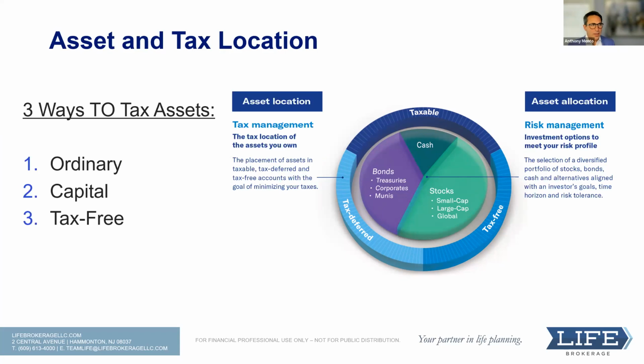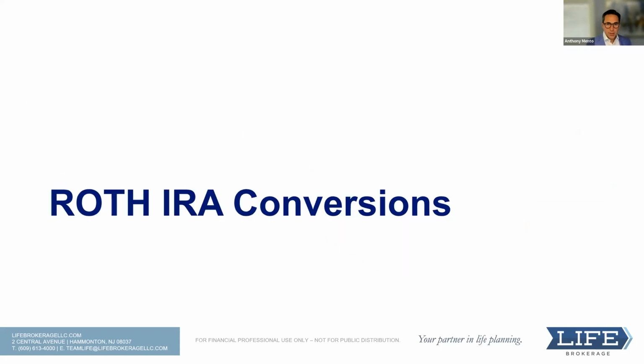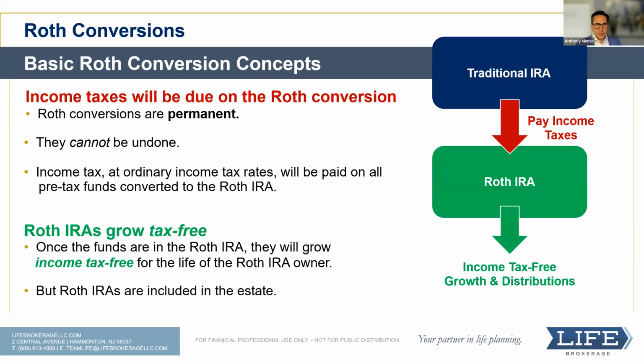So, if you look at asset and tax location, there's really 3 ways to tax assets. We have ordinary assets, you have capital assets, and you have tax-free assets. We are absolutely obsessed as a financial service industry to do asset allocation. We want to make sure we have enough small cap or large cap, treasuries and corporate, but we pay 0 attention to the location of the asset and the taxation of those assets. Here's a time to convert some ordinary assets to capital or tax-free locations while the income tax brackets are low. So, Channing, just give us a high level.